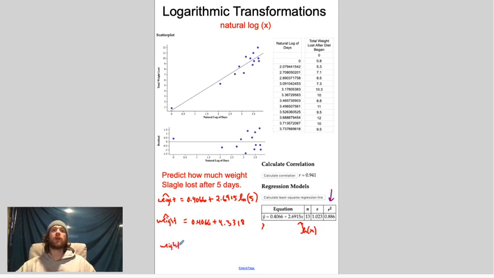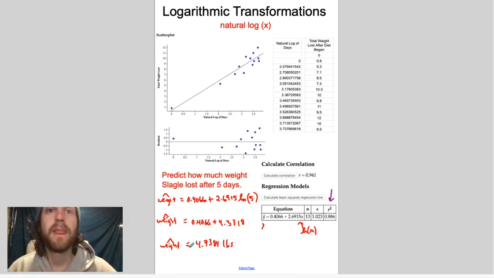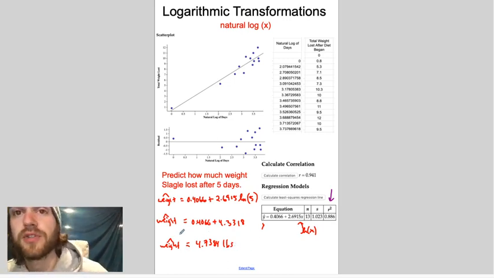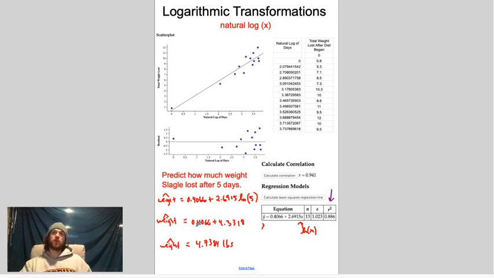Our predicted weight is 4.7384 pounds. Okay, so that is also comparable to our predictions from the other models. So yeah, we've got a lot of thinking to do here, and we need to come up with a reasonable one.